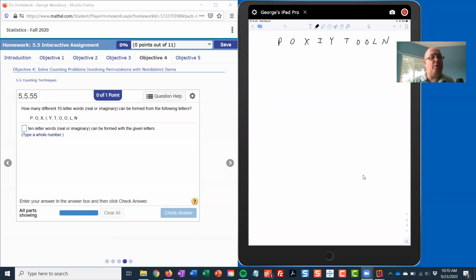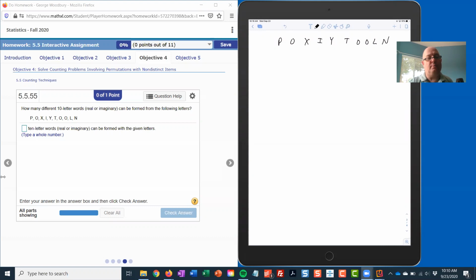I wanted to help you out with problem 5.5.55 in our interactive 5.5 assignment. It has to do with permutations with non-distinct items. So that means that some of the items are repeats.